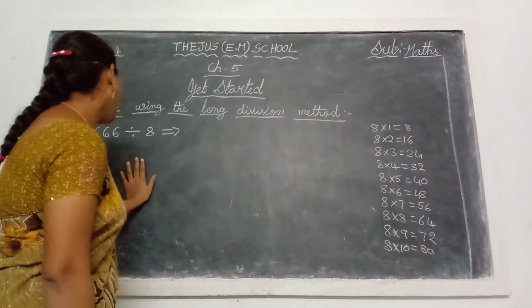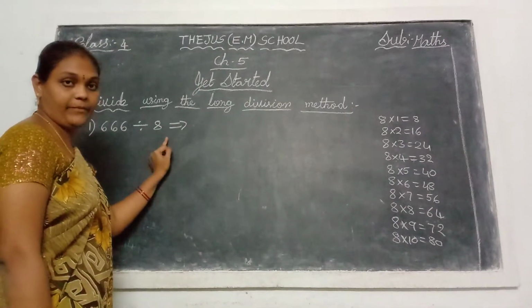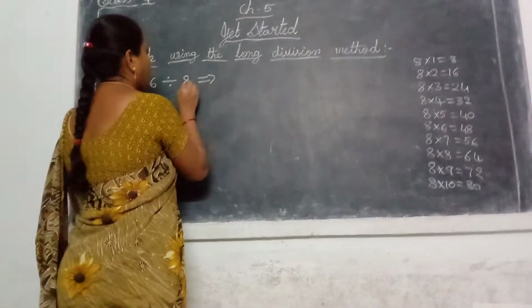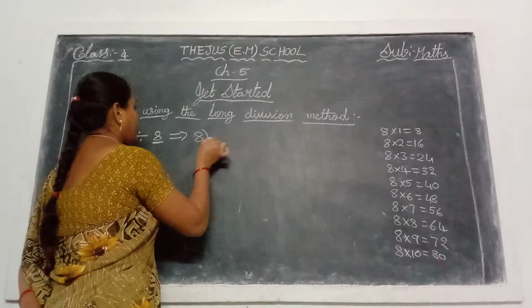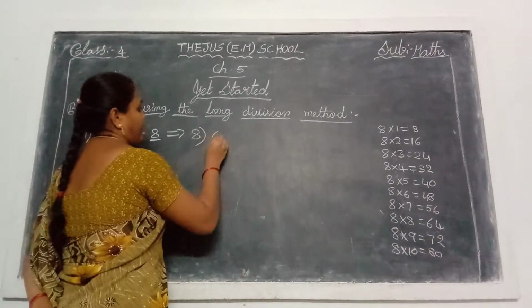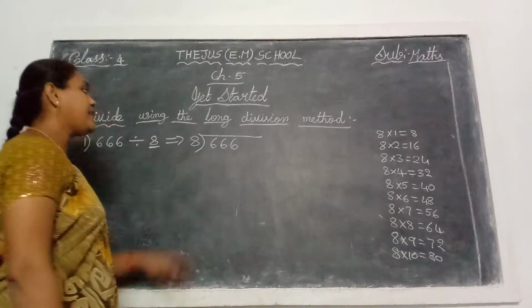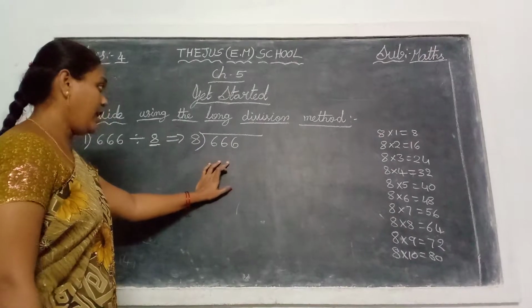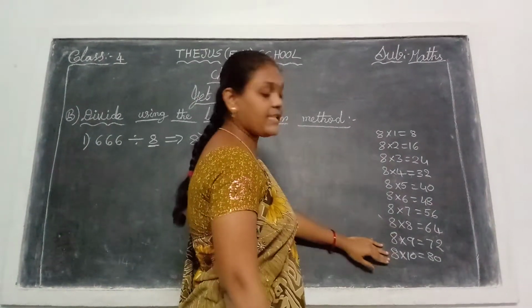Now B Roman. See, the first sum is given: 666 divided by 8. Okay? And you write this sum, divided by, after that the 8 you write in a bracket, and this number 666 you write in the middle place. Now you see the 8 table, how many times 666 is cancelled. Now you write the 8 table here, up to 10 steps.